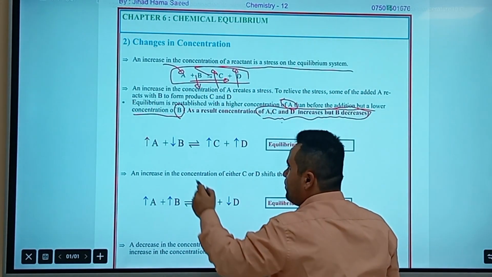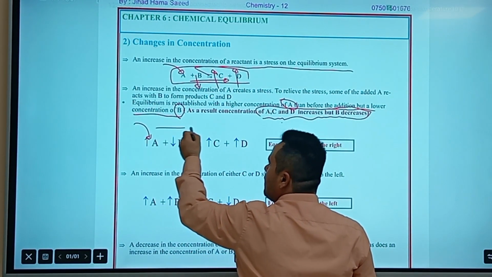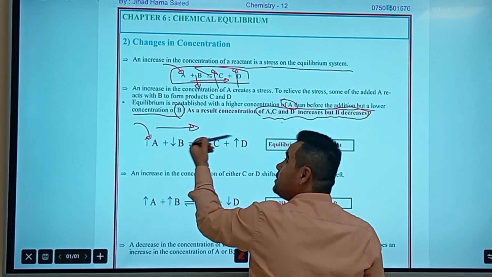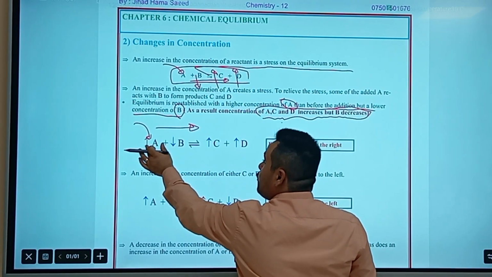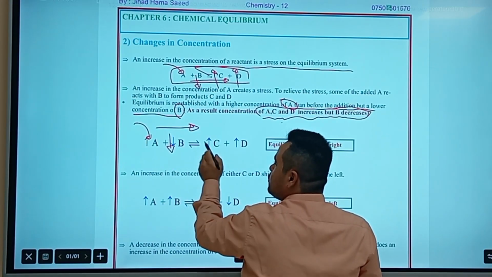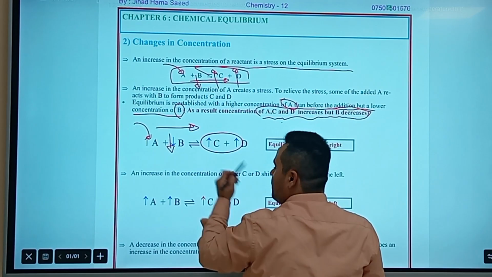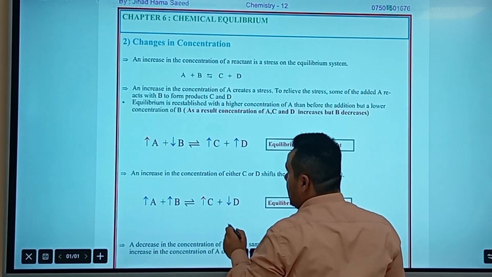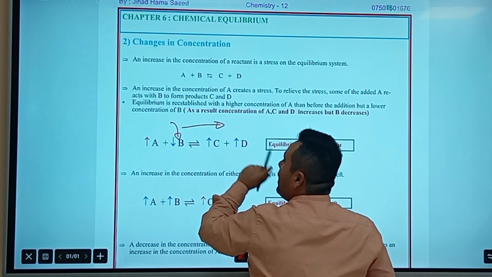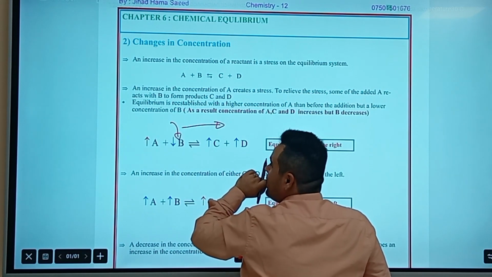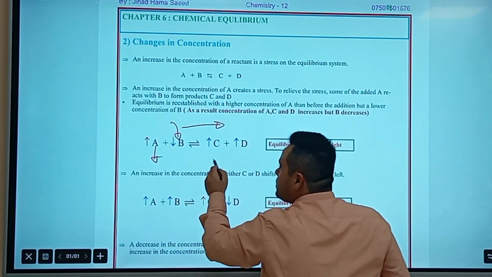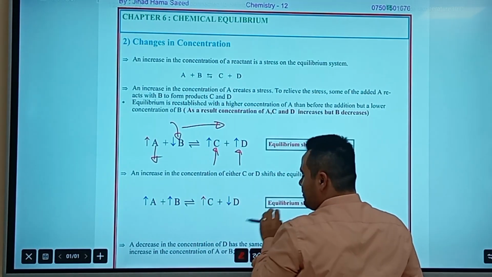So let me tell you, increasing A favors the product. Why? Because we increase it in the reactant, and the opposite side is the product. As we increase A, the equilibrium shifts toward the product, so it must consume B, B reduces, and C and D increase. Let me increase B. Increasing B still favors the forward direction because we increased it in the reactant. Increasing B consumes A, so A reduces, and C and D increase.